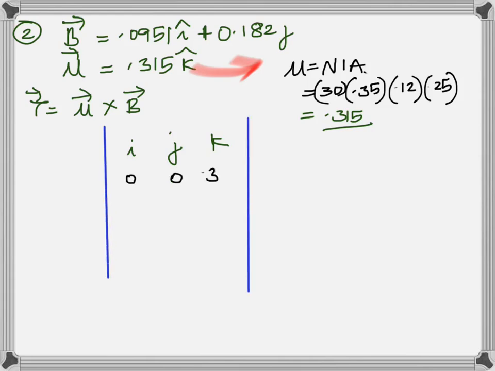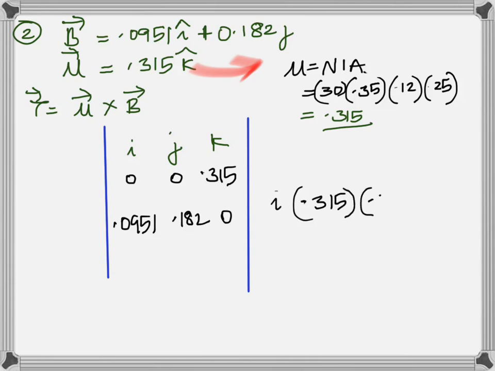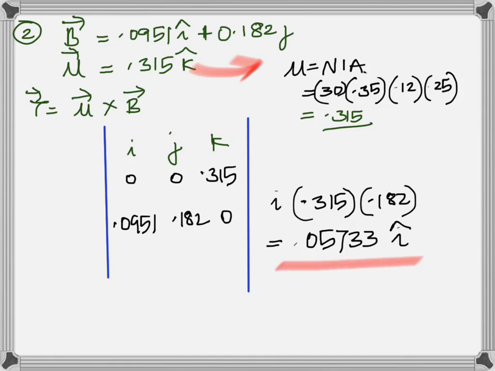Now to take the cross product of mu and B, put i, j, k. Use matrices. i times 0 times 0 minus 0.315 times 0.182. All the other terms become 0, so you get 0.05733 i cap. And that's the answer. C is the answer.